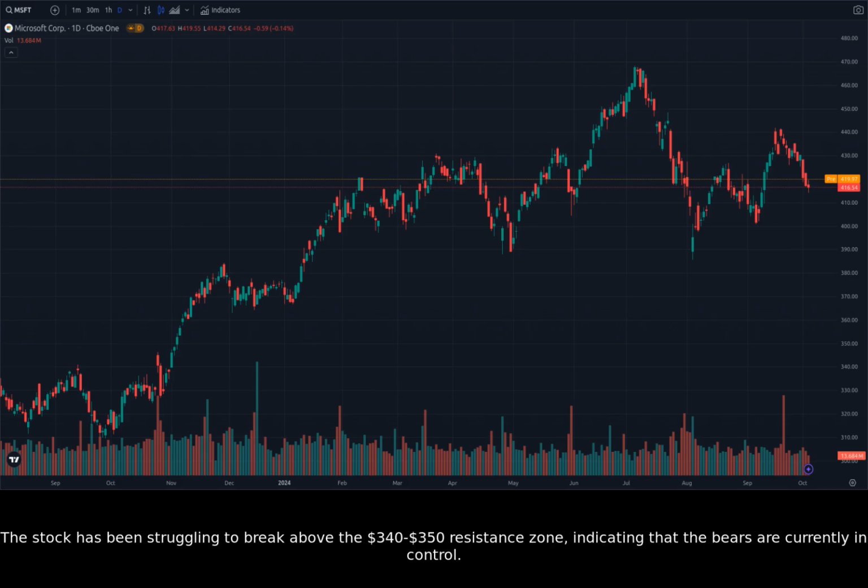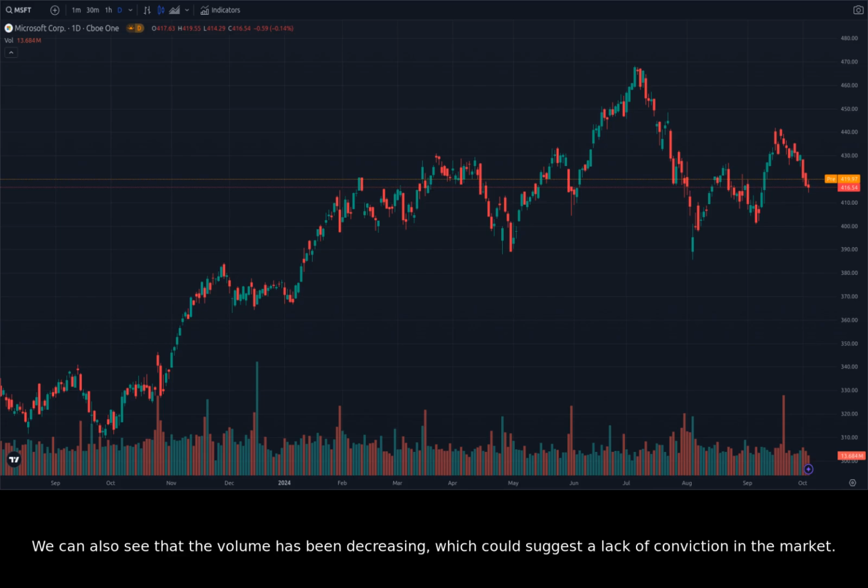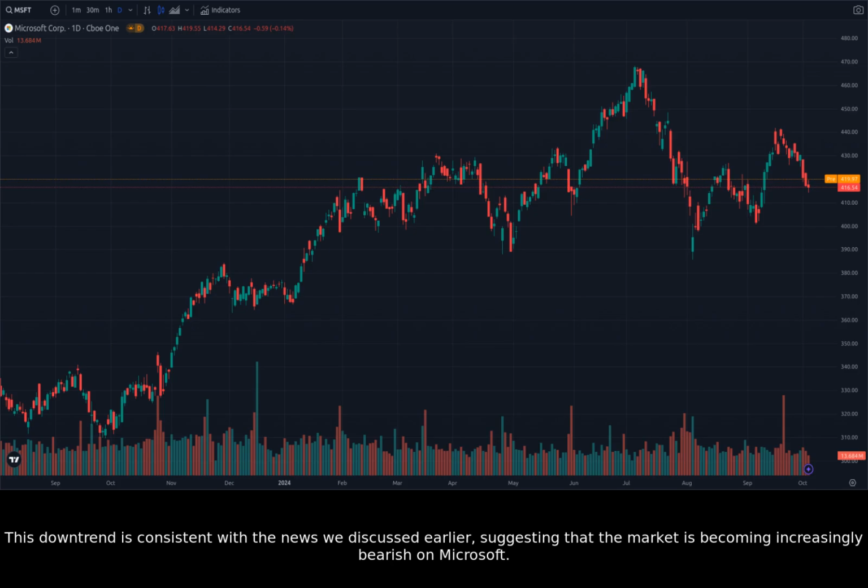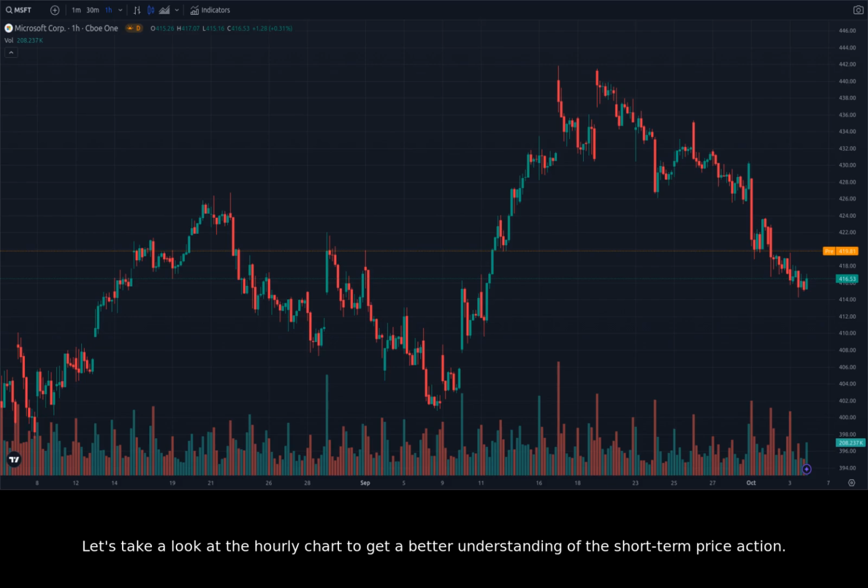The stock has been struggling to break above the $340 to $350 resistance zone, indicating that the bears are currently in control. We can also see that the volume has been decreasing, which could suggest a lack of conviction in the market. This downtrend is consistent with the news we discussed earlier, suggesting that the market is becoming increasingly bearish on Microsoft. Let's take a look at the hourly chart to get a better understanding of the short-term price action.